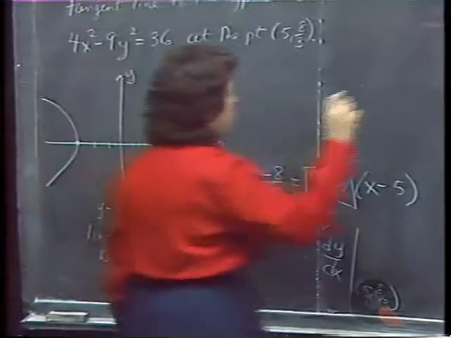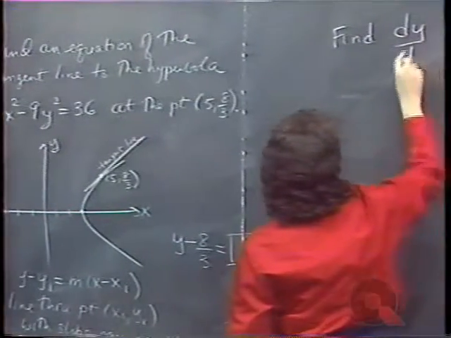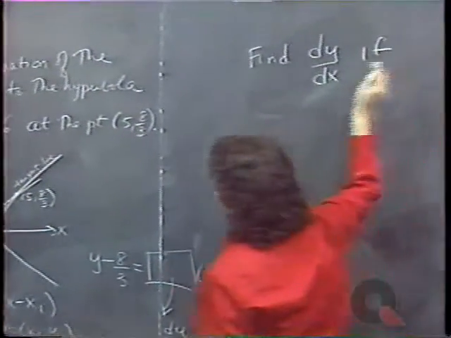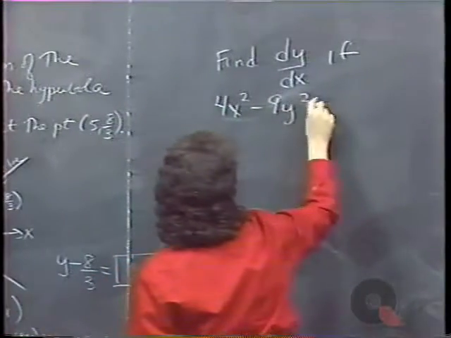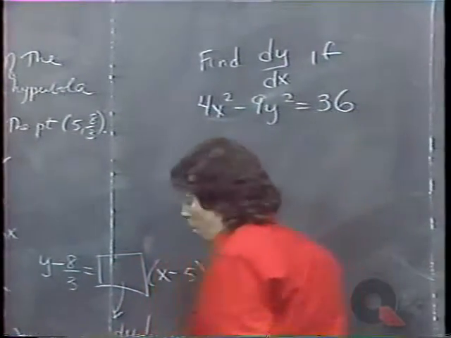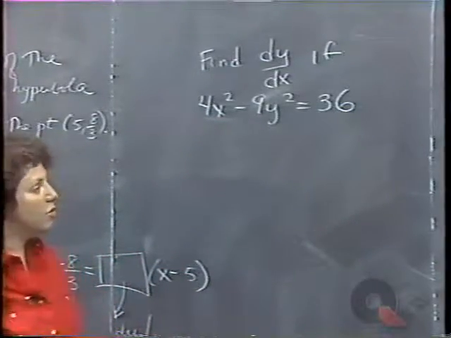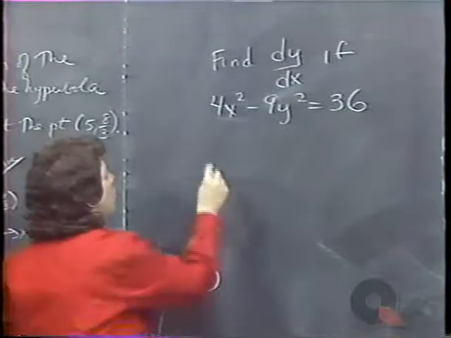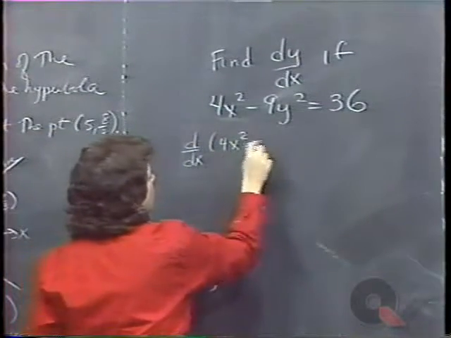But let's look at the equation. We need to find dy/dx if 4x squared minus 9y squared equals 36. Y is not given to us explicitly as a function of x. So we're going to use implicit differentiation. We will take derivatives of both sides with respect to x.